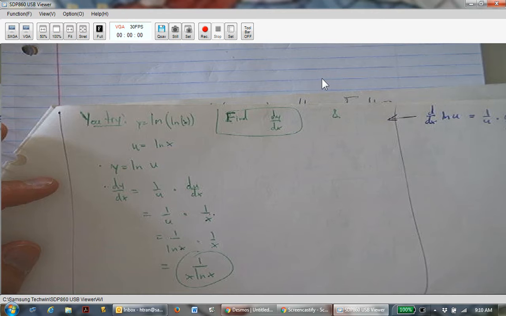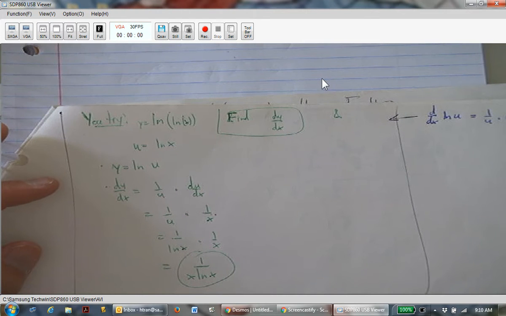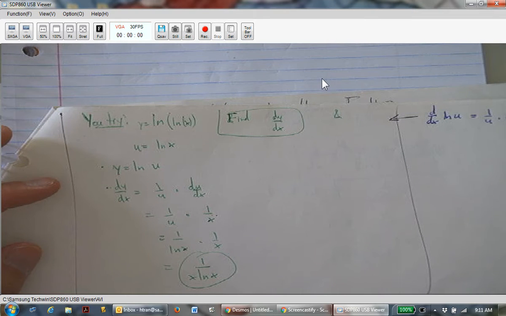So you guys already got this? Are you asking what the answer is? Yeah, I'm asking you what the answer is, guys. 1 divided by x times natural log of x. Wow, you guys picked it up quick. What about you guys in the back? Did you guys get this so far?